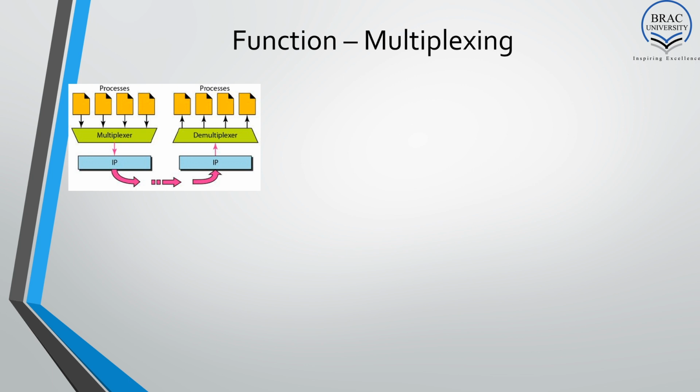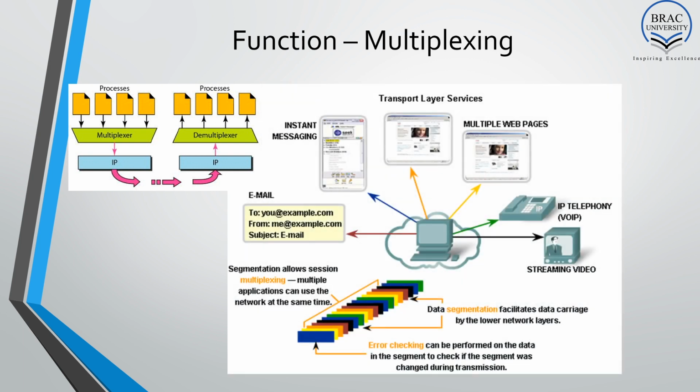So the transport layer gets this one type of input and then it outstreams the various types, kind of like decrypts all the types of processes into the types they were originally, right? So segmentation, this multiplexing and everything has a lot of advantages. Like segmentation allows session multiplexing. Multiple applications can use the same network at the same time, right?